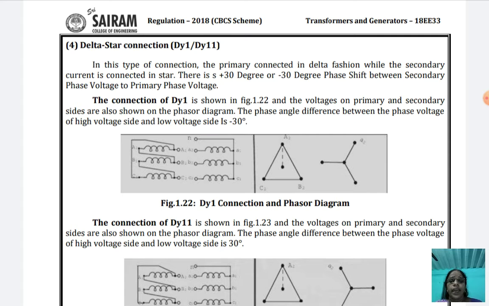In this case, you see the diagram, the capital A2, B2, C2 represents the primary, that is the delta. The small a2, b2 and c2 are the secondary, with all three phase voltages shifted minus 30 degree lag only. So that's why this is the 1 o'clock position.